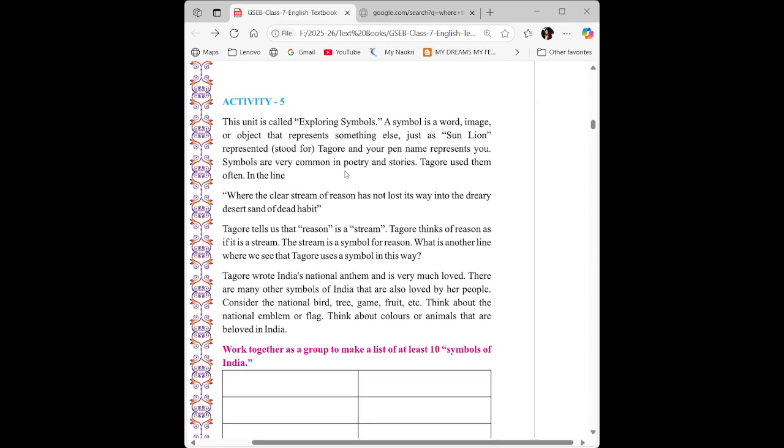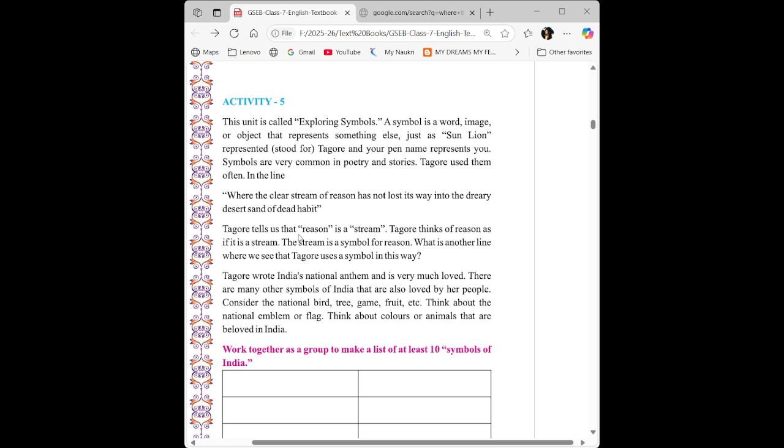Now see, exploring symbols, let's see what is a symbol. A symbol is a word, image or object that represents something else, just as sun lion represented Tagore and your pen name represents you. So symbols are very common in poetry and stories, and Tagore used them often.